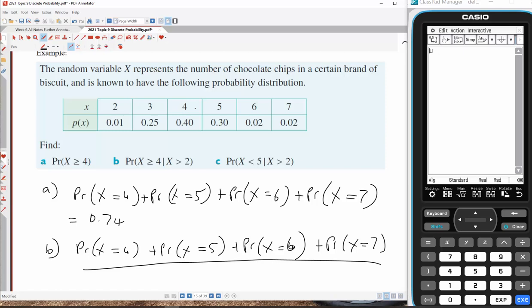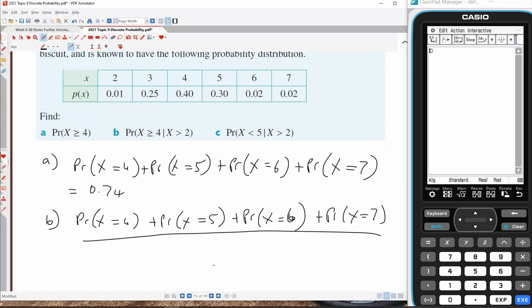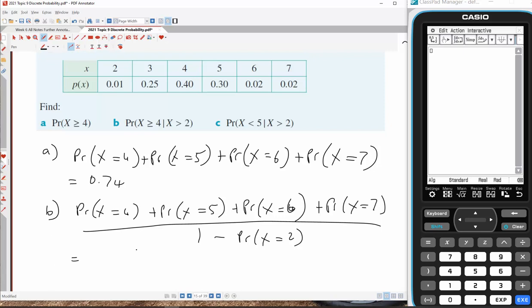What we'll do is we'll shrink the sample space down so that it is 1 take away the probability that the random variable is equal to 2. All right, so that is going to be 0.74 over 1 remove 0.01, which is 0.99, and you'll need to write that as 74 over 99.